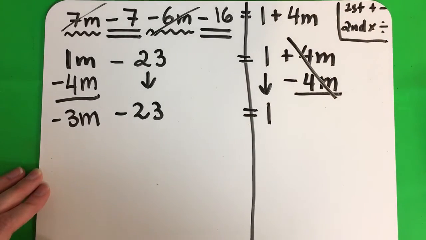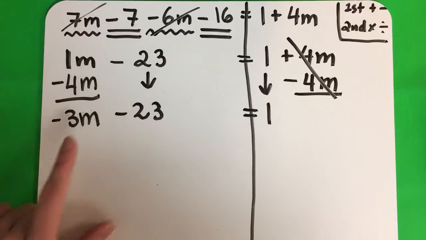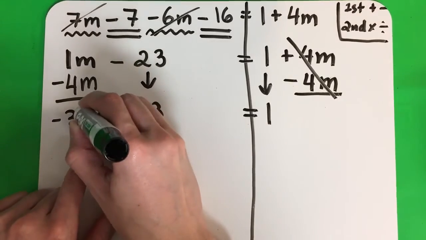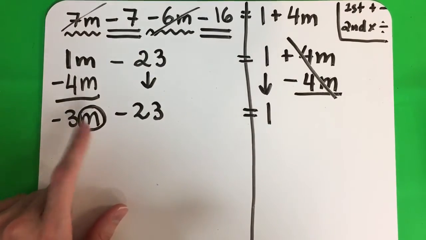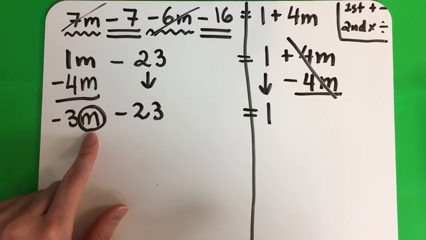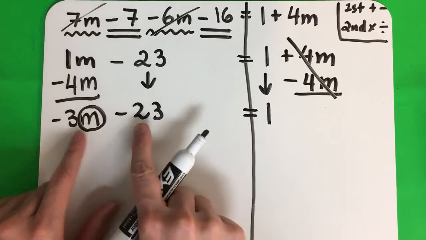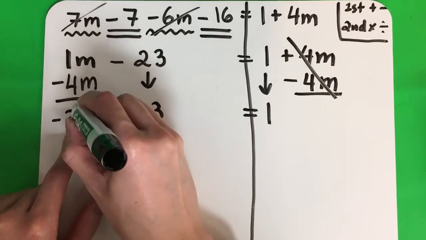All right, now my goal, mi meta, is to have the letter alone. Es para tener la letra sola, which is M. Where is M? ¿Dónde está M? It's on the left. M está en la izquierda. Okay? What numbers are on the left? ¿Cuál números están en la izquierda? -3 and -23.